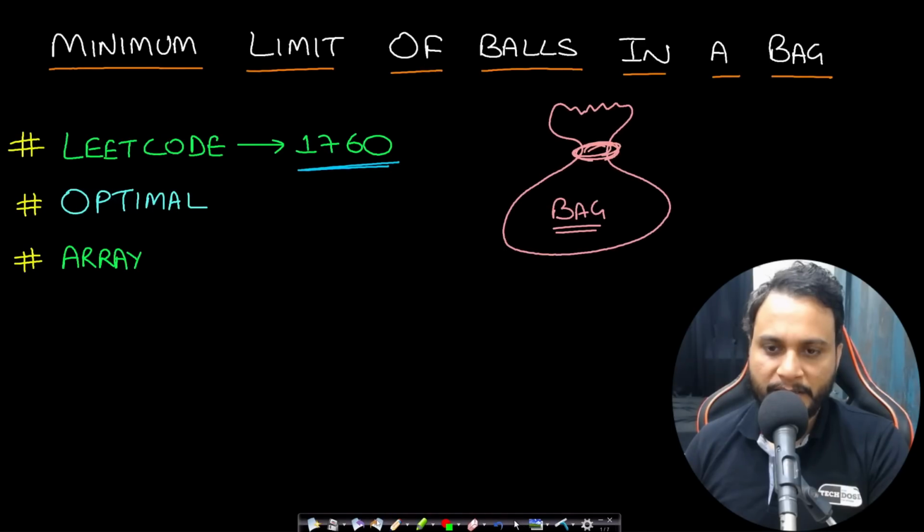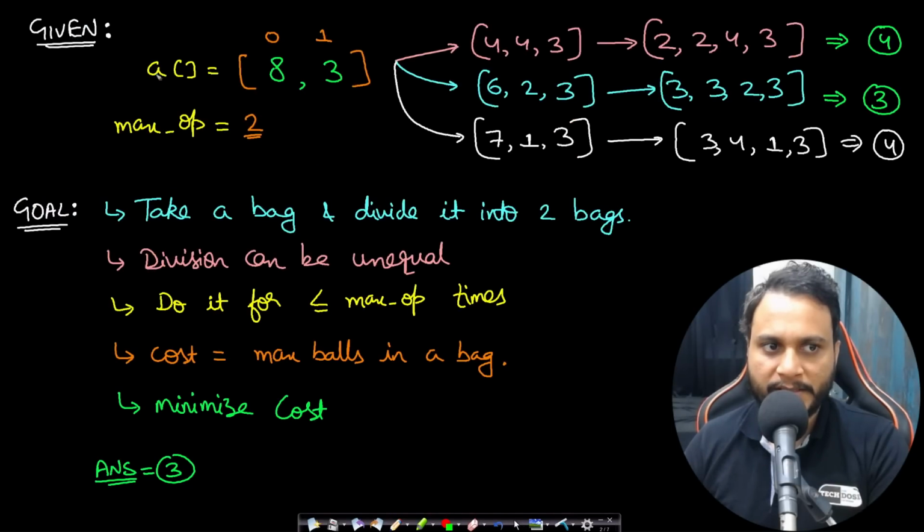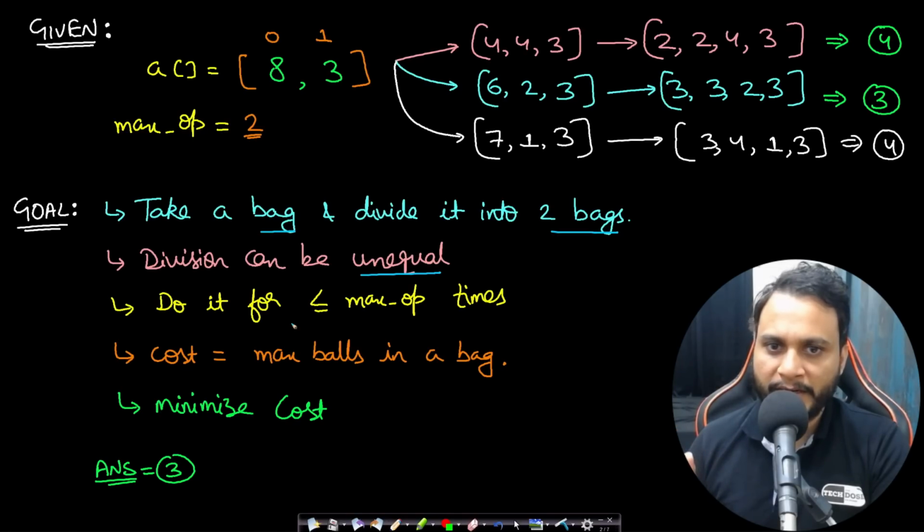Let's now look at some examples for better understanding. Let's assume that the array 8, 3 is given and maxOperations is 2. Now let me explain the operation one by one. Take a bag and divide it into two bags. The division can be unequal, so you are not required to divide it into two halves equally; you can do any kind of distribution you like. But if you choose to divide a bag, then definitely you will put at least one ball in each of the bags, right? We need to do it at most maxOperations times.